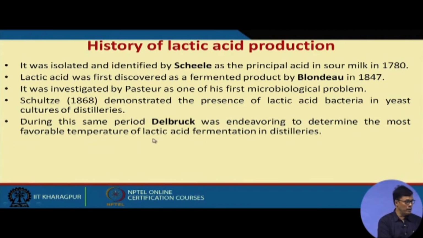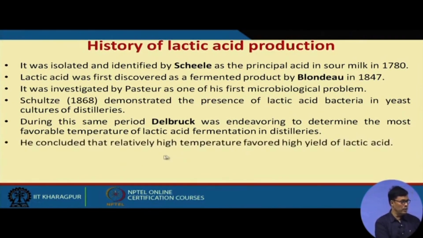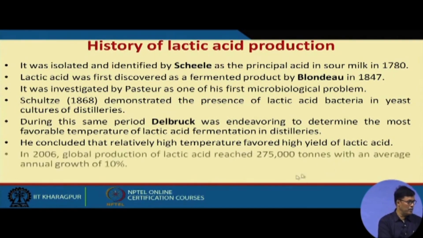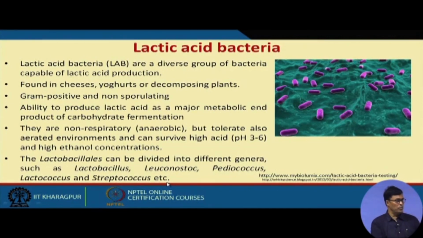most favorable temperature for lactic acid fermentation in distilleries. Then he concluded that a relatively high temperature, about 44-45 degrees centigrade, gives a high yield of lactic acid. Then in 2006, global production of lactic acid reached about 275,000 tons with an average annual growth of 10%. So, this indicates the importance of lactic acid in the industrial sector.